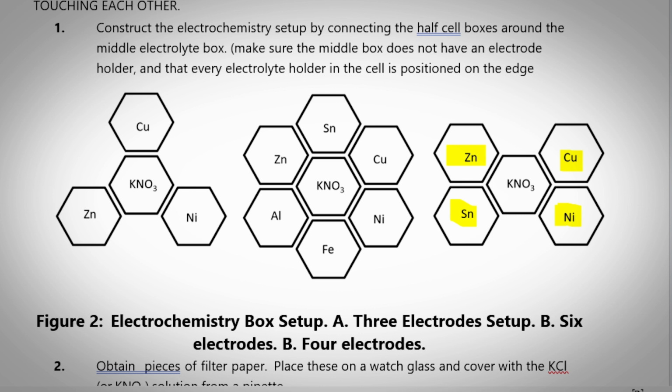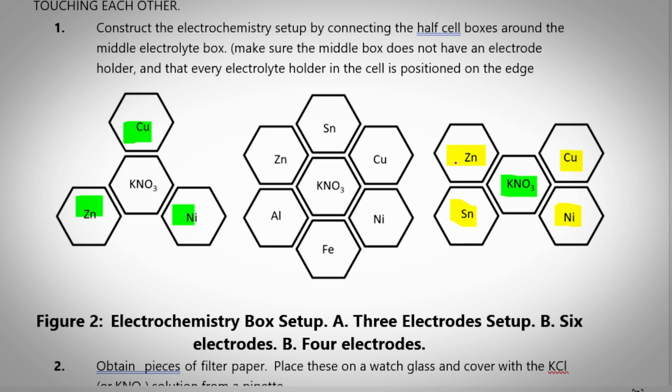And the middle here, as we learned, is our bridge. This is our salt bridge. But guess what? If you have 3, you can do a 3 electrode setup as well. If you have 6, you can do a 6 electrode setup. We love this kit. And then after you set them up, you should have all these solutions.